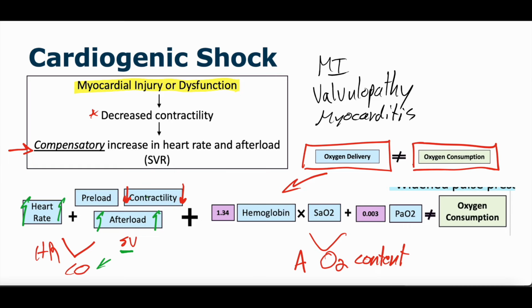Because if the heart is not able to squeeze as well, sometimes its compensatory increase in afterload leads to worse cardiac output because this pump that can't pump that well is trying to push against higher afterload. So this is one of the few times when our interventions sometimes are going to contradict the body's compensatory changes. All right, so what do we do in cardiogenic shock then? What do we intervene on?